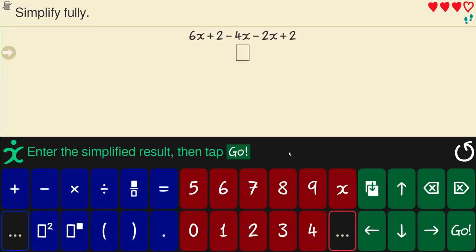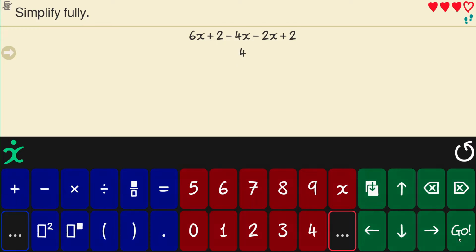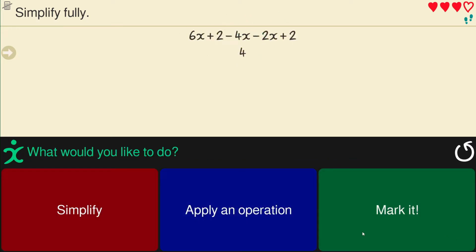Okay, so I can see 3 x terms there. Positive 6, remember the invisible plus sign, plus 6, take away 4, take away 2, I think it's going to leave me with 0. And then plus 2 plus another 2 is just plus 4, but that's just on its own. I can leave it without that plus sign. There we go.